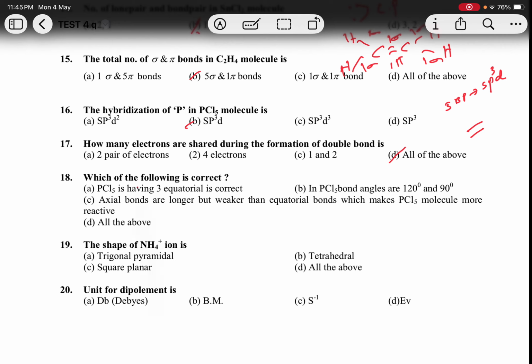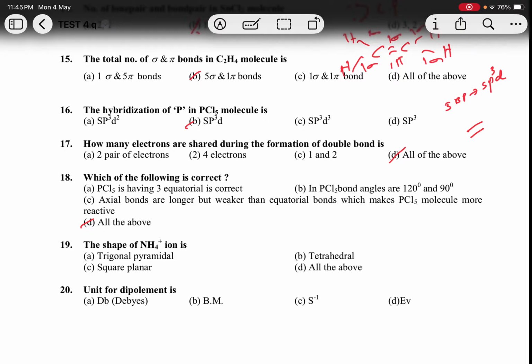Next 18th one, which of the following is correct? A, PCl5 is having 3 equatorial bonds. B, in PCl5 bond angles are 120 and 90 degrees. C, axial bonds are longer but weaker than the equatorial bonds, which makes PCl5 molecule more reactive. D, all the above. PCl5 undergoes sp3d hybridization having trigonal bipyramidal structure. It contains 3 equatorial bonds and 2 axial bonds. So option D is the correct one, that is, all the above answers are correct.